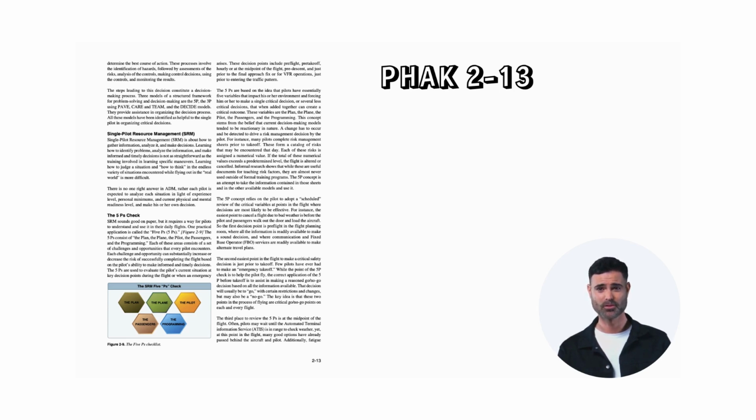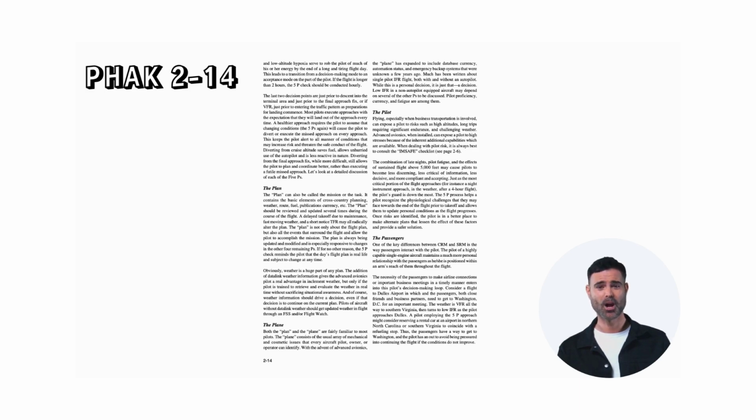The third place to review the 5 Ps is at the midpoint of the flight. Often, pilots may wait until the Automated Terminal Information Service, ATIS, is in range to check weather. Yet, at this point in the flight, many good options have already passed behind the aircraft and pilot. Additionally, fatigue and low-altitude hypoxia serve to rob the pilot of much of his or her energy by the end of a long and tiring flight day. This leads to a transition from a decision-making mode to an acceptance mode on the part of the pilot. If the flight is longer than 2 hours, the 5P check should be conducted hourly.